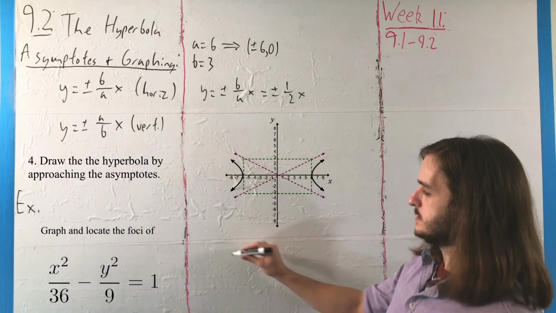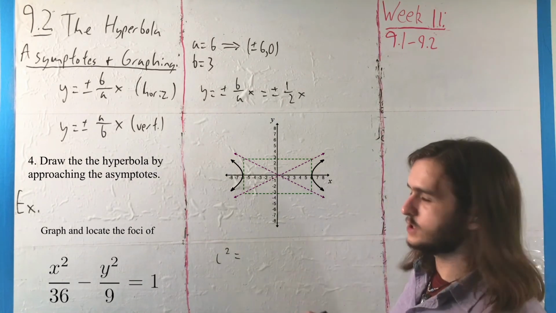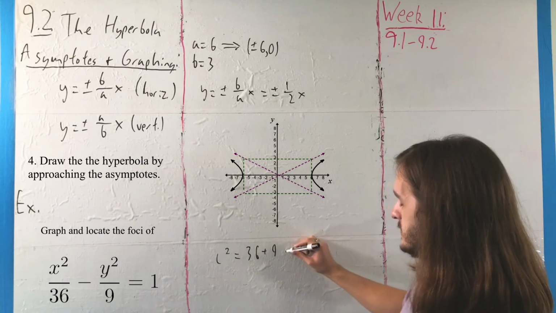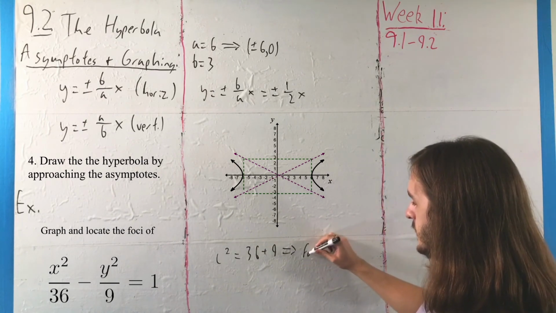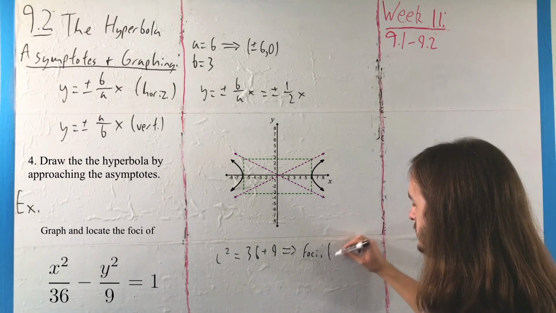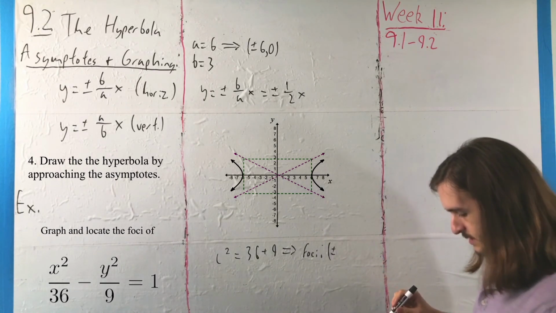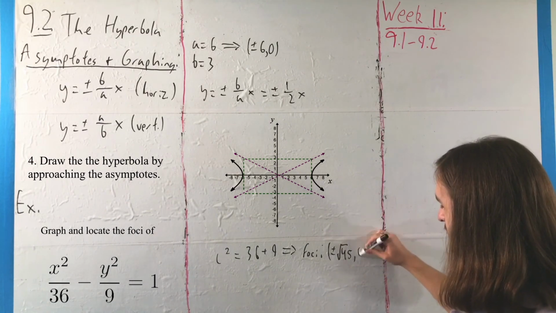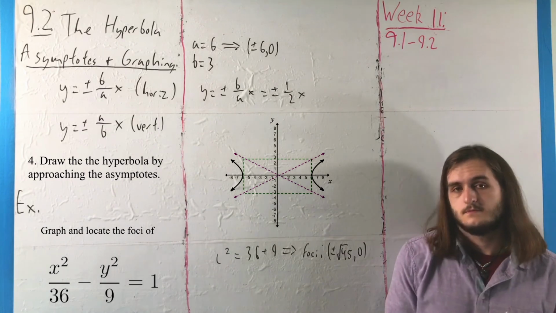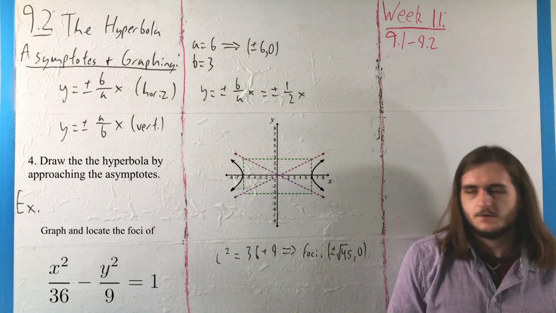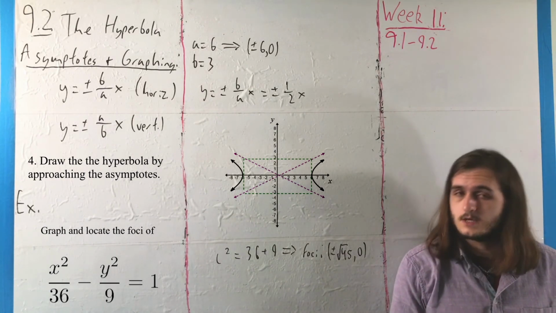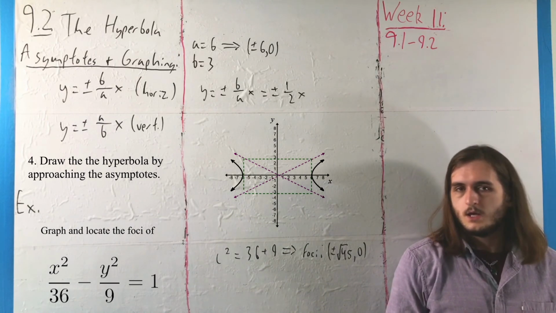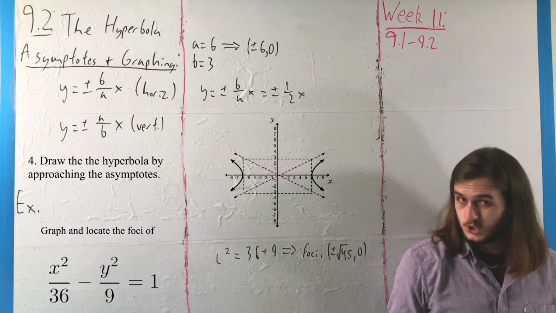we would have that c squared is going to be equal to 36 plus 9. So our foci are going to be at plus or minus, not very nice number, root 45, comma 0. I guess that's not always nice, it's very rarely nice. But this is our process here, and the next thing we can think about is how we would look at these things in more general terms.